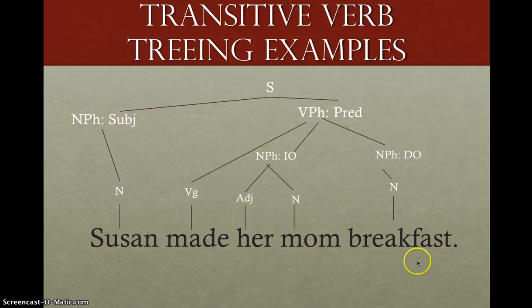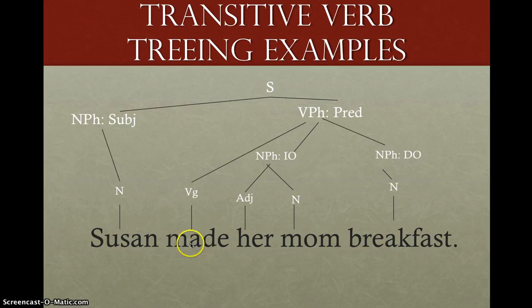Susan made her mom breakfast. This is our example. Okay, we start with our sentence, and then we have a noun phrase subject and a verb phrase predicate. That we're used to. In this sentence, the only thing that is a part of our subject is Susan. Susan is doing all of the action.